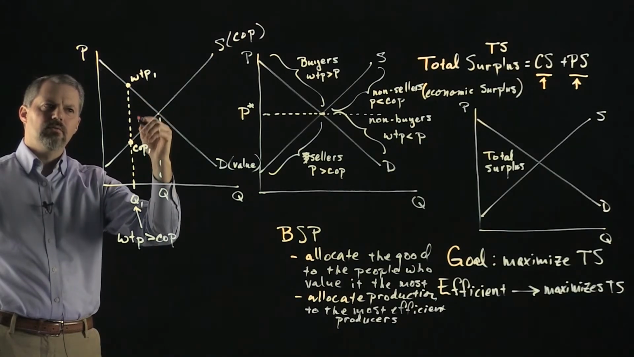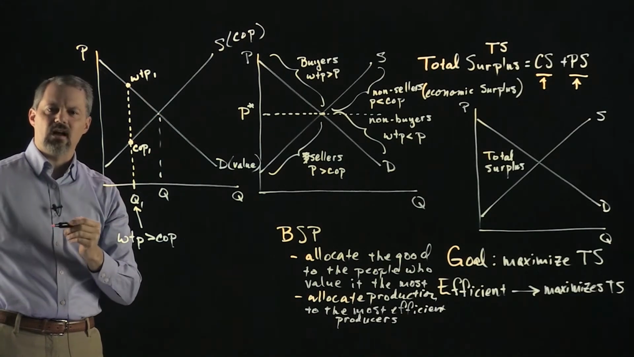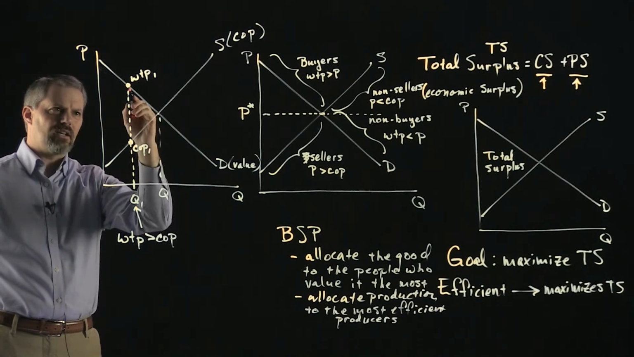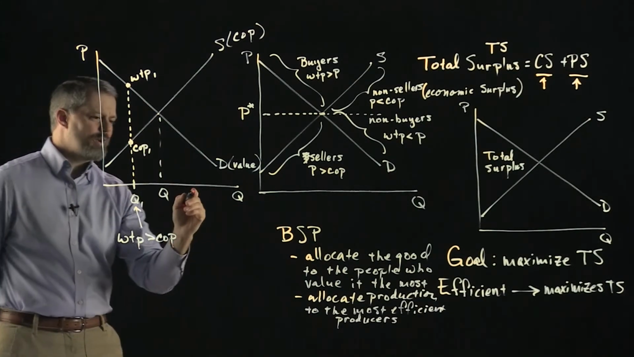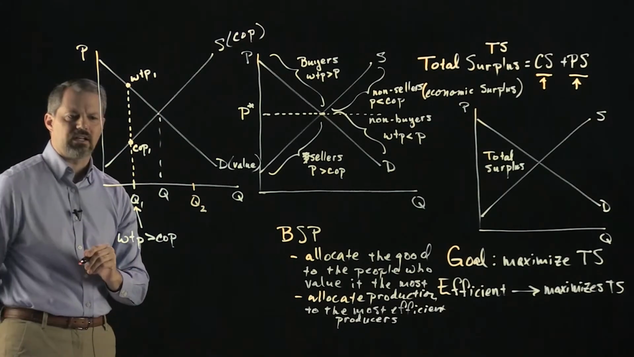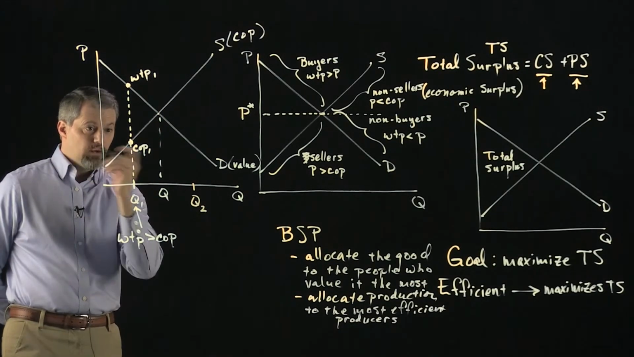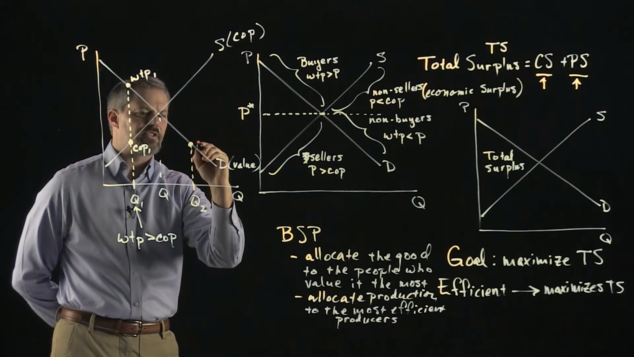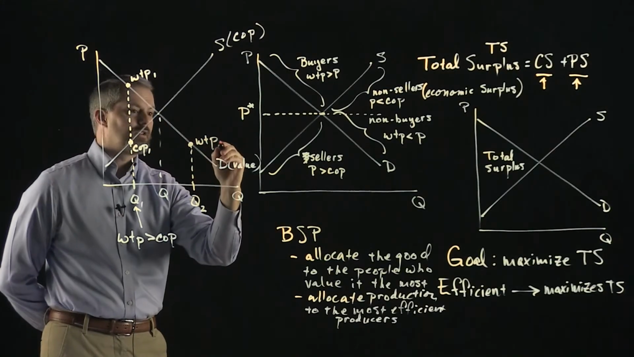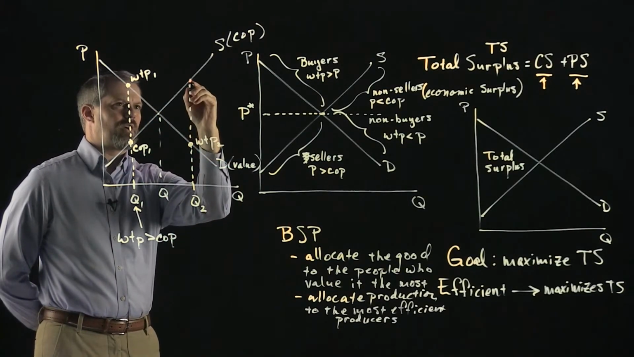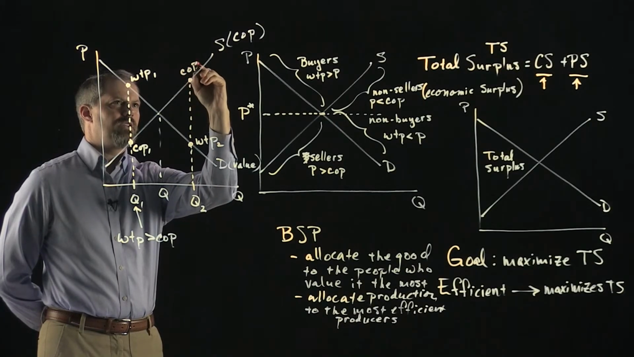Any missed total surplus we call deadweight loss. So if we stopped at Q1, we would experience some deadweight loss. Or we could think about what happens if the government just decided to produce that quantity. What's wrong with Q2? Well, if we go up to the demand curve, we can see the value at the margin. There's willingness to pay 2. And here's the cost of production at the margin, COP2.